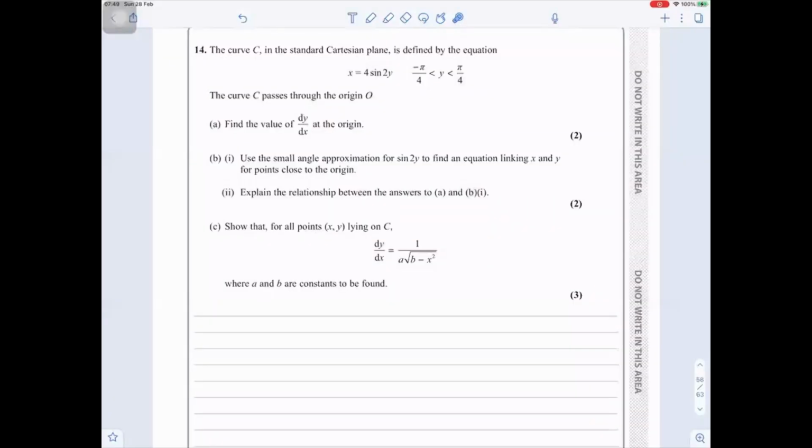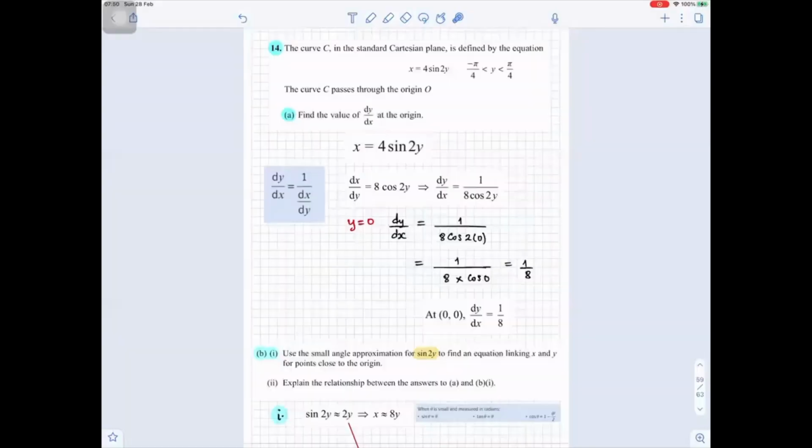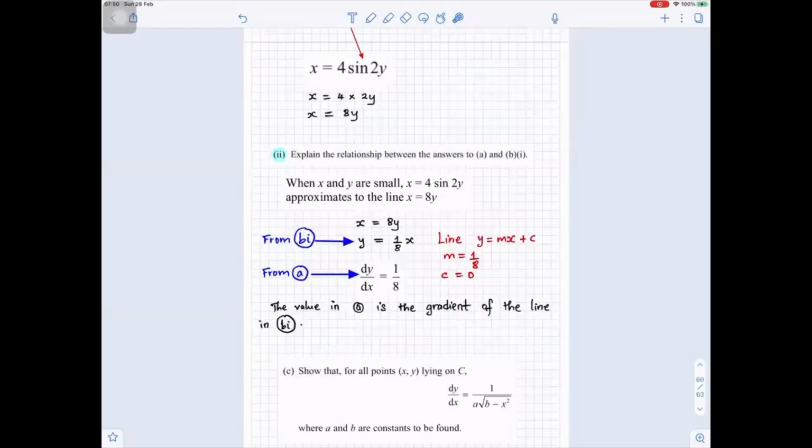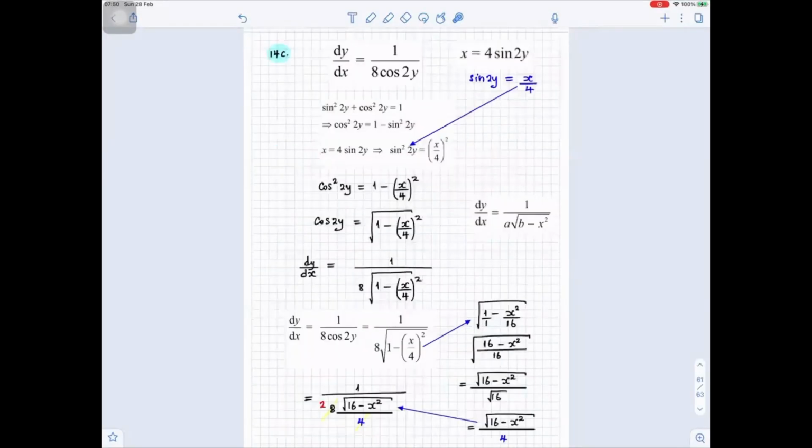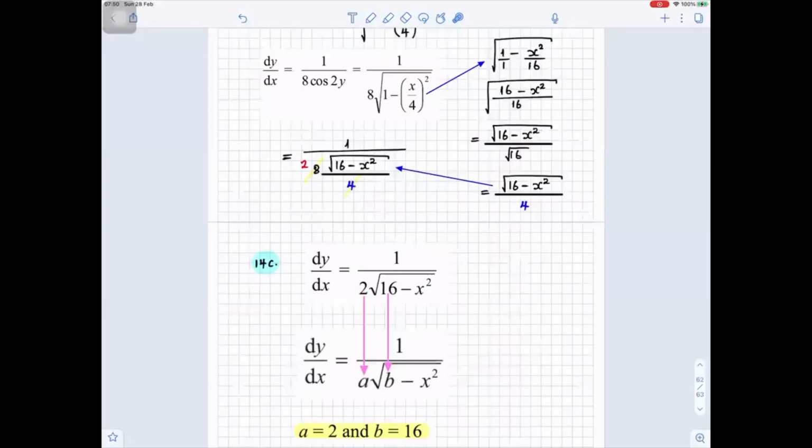So that's question 14. That's question 14A. Question 14B. Question 14C. And the last part of question 14.